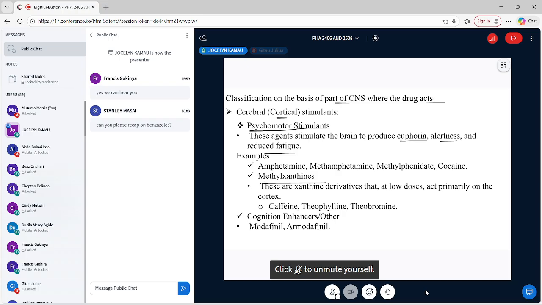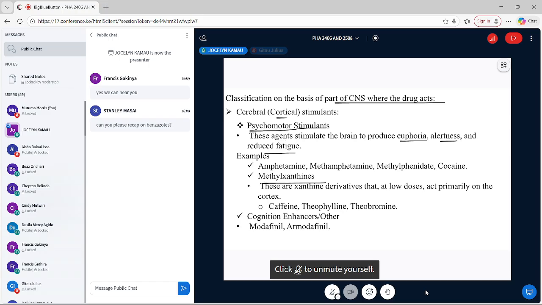Then we have the spinal stimulants. Again, as I said, they're not cutting stone. You can find one drug in spinal stimulants, like even picrotoxin. We have mentioned it just now as a medullary or respiratory stimulant, so you can still see it also belongs here. So the spinal stimulants, these agents act on the spinal cord to increase motor activity, causing hyperreflexia, increased reflex.